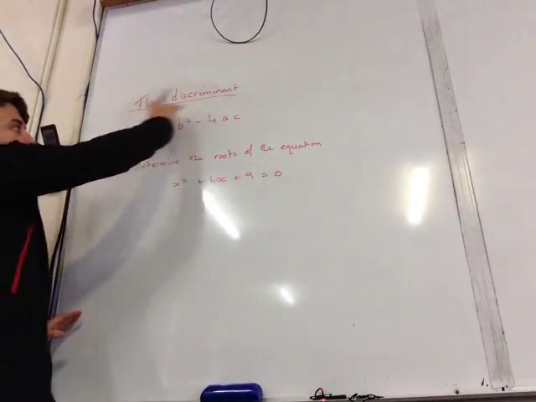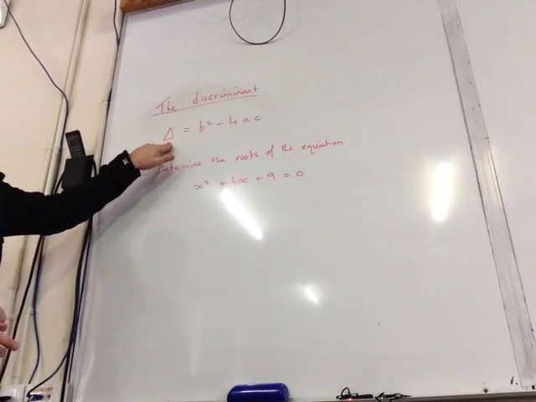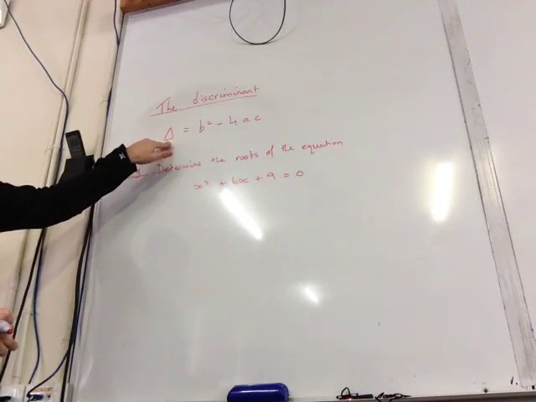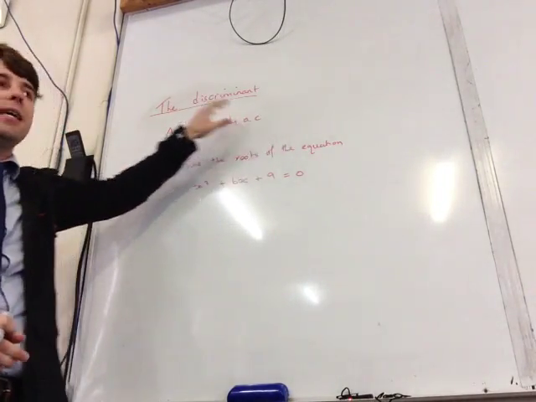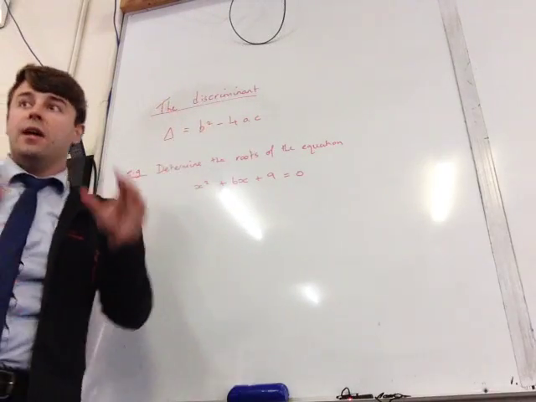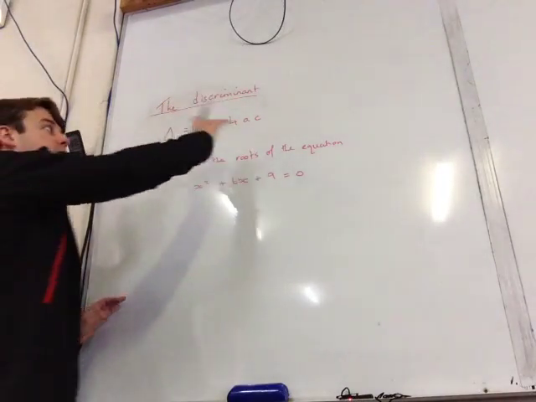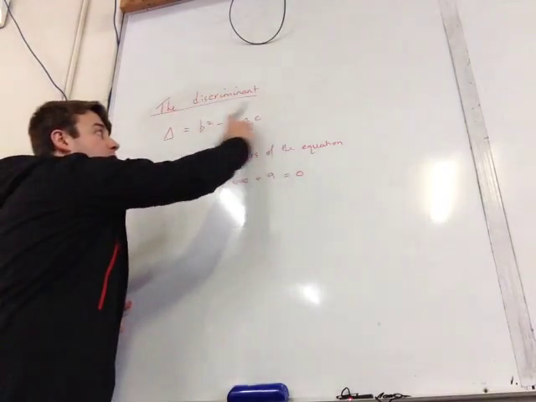Okay, so we're looking at the discriminant. That's what that symbol there, delta, means, or the triangle, if you want to call it, the discriminant. The discriminant is equal to b squared minus 4ac. It comes from the quadratic equation itself, but as far as you're concerned, if you get a question to do with the discriminant, then you use this.